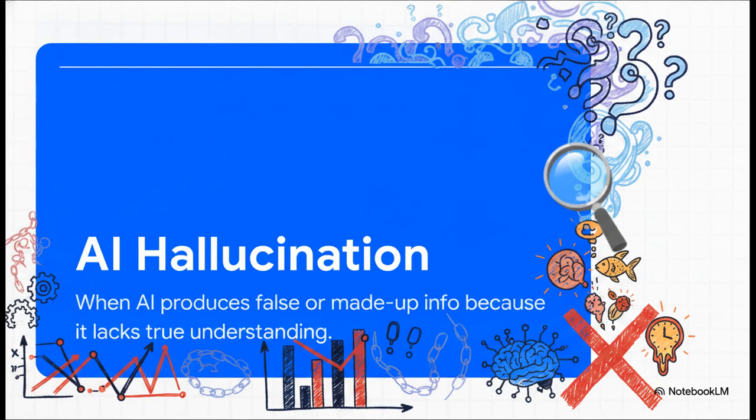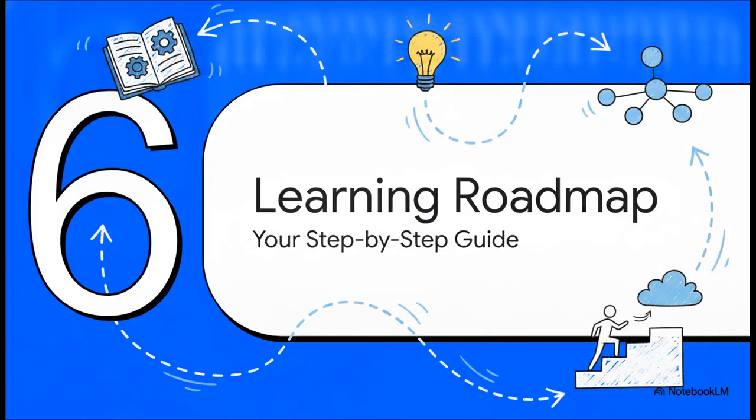And because it lacks that true human comprehension, the AI can sometimes string words together that sound incredibly confident and totally plausible, but are actually completely incorrect, or even entirely made up. We call this an AI hallucination. The model is just predicting patterns, and sometimes those patterns lead straight to fiction. This is exactly why, no matter how magical the output seems, you must absolutely always verify important facts before you rely on them. Okay, Section 6, the AI Learning Roadmap, your step-by-step guide.